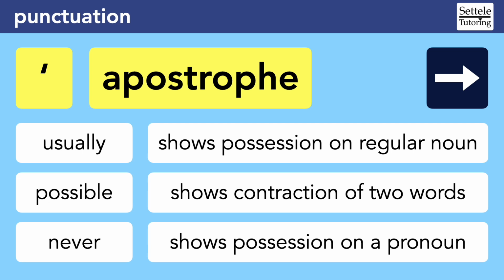Apostrophes are also relatively easy to work with because, when they appear in the choices, the entire question will probably be exclusively about apostrophe rules. Usually, apostrophes show possession. In real life, it's possible that they show the contraction of two words, but this is actually pretty rare on the SAT.